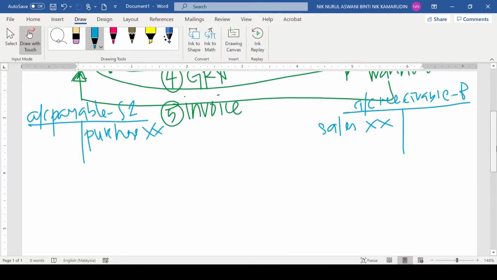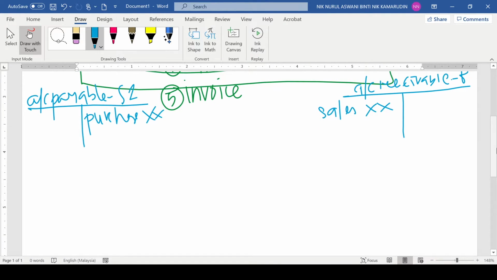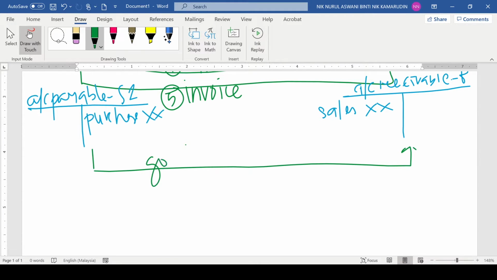Let's say, because you order goods in bulk, there are so many goods that you receive. There are many boxes, but after a certain period of time you open one box and notice that all the goods in this box are damaged. So you decide to return them to the supplier. When you decide to return the goods, you do not only send the goods to the supplier, but you are also going to send the supplier a debit note.